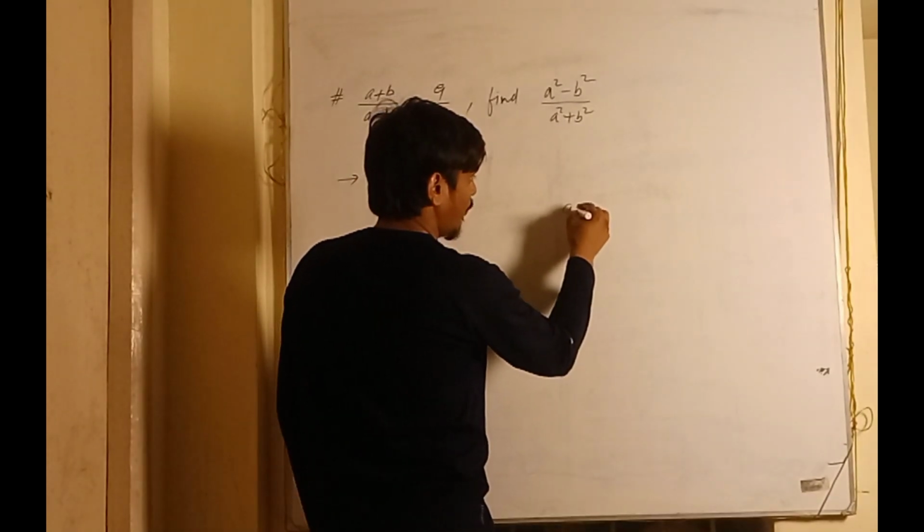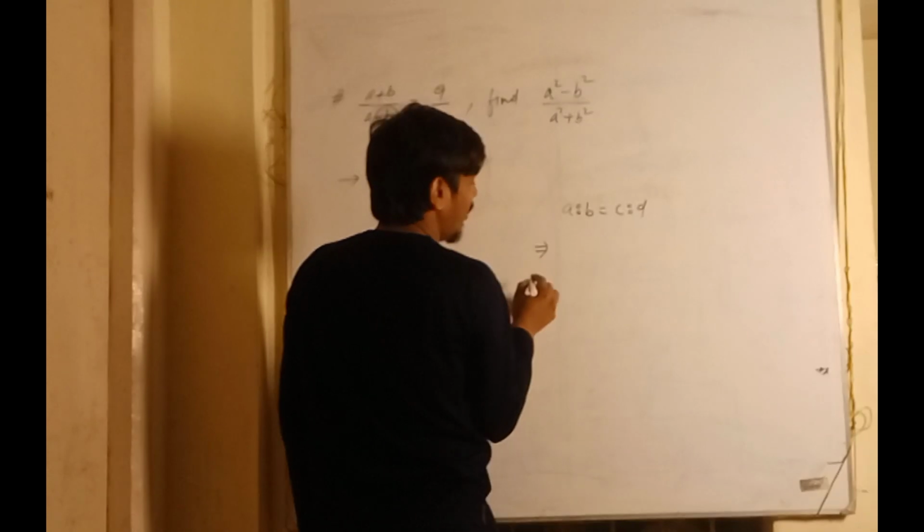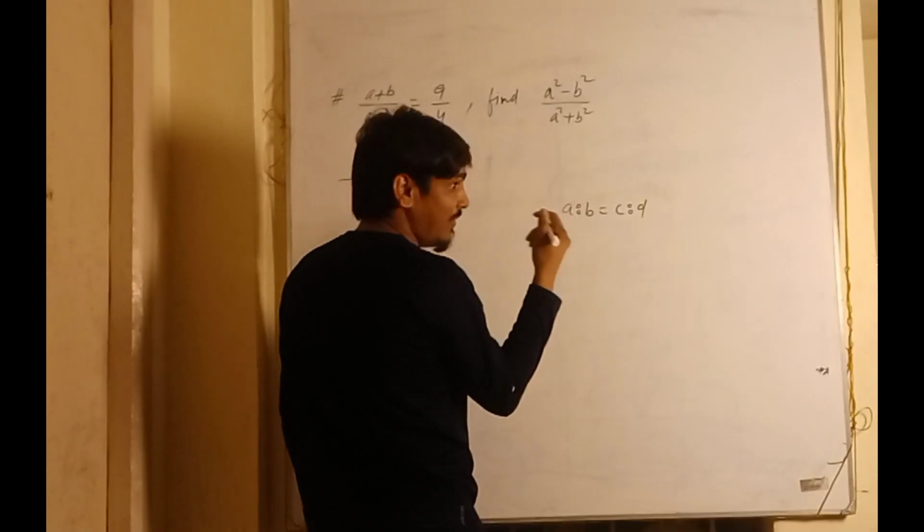So if you see, we are given (a+b)/(a-b). If we apply componendo and dividendo right here, then what will we get? So let's apply componendo and dividendo. We are given this ratio is equal to this. If you remember, a ratio b is equal to c ratio d, so how will we write it by componendo and dividendo?